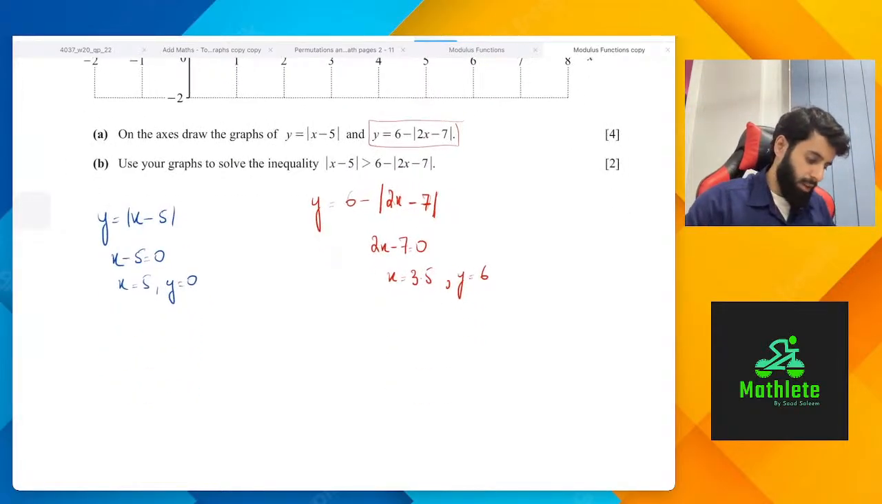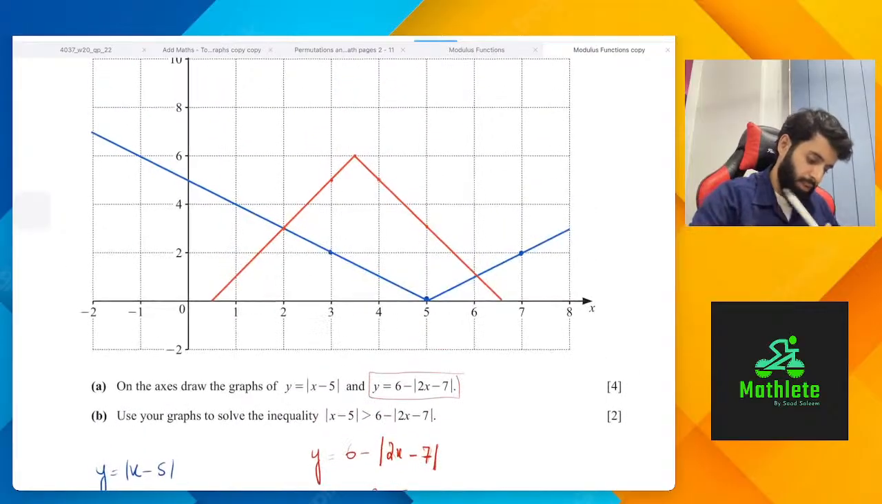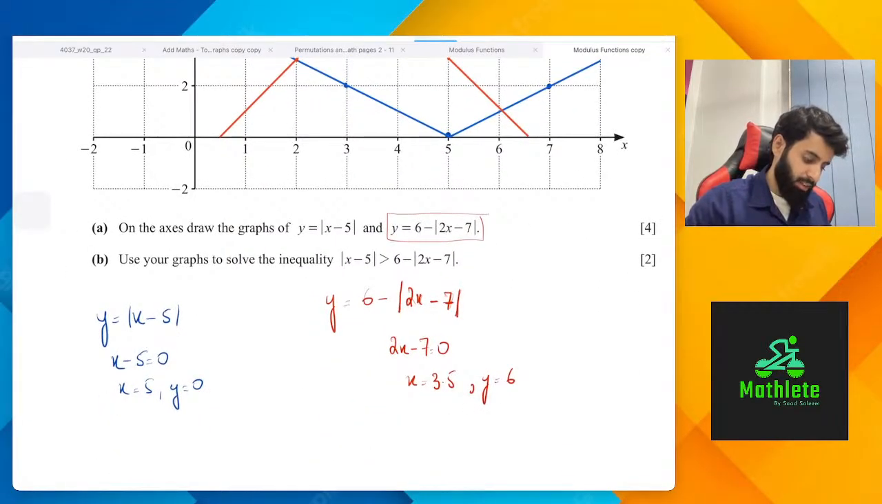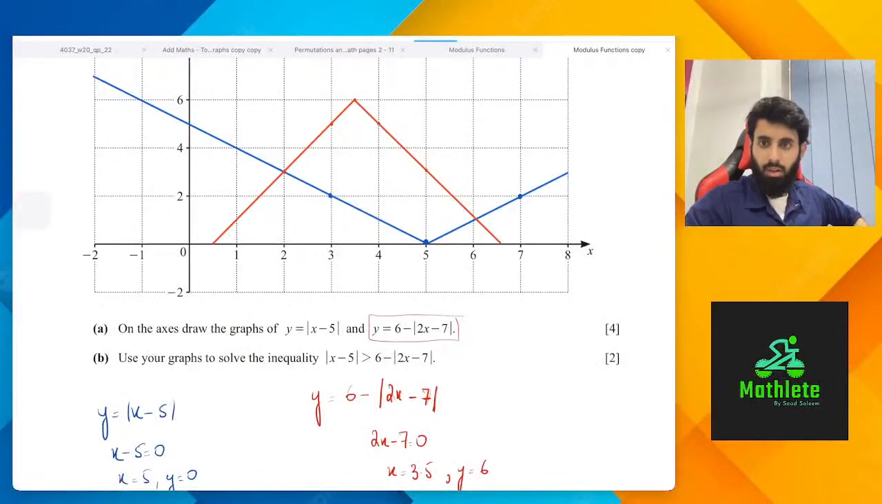Now, will someone tell me the solution? So when it says the absolute value of x minus 5 is greater than 6 minus the absolute value of 2x minus 7. So which, okay, are we back?